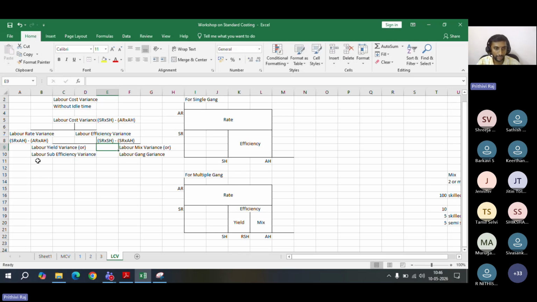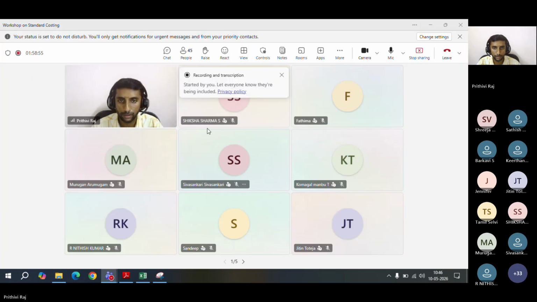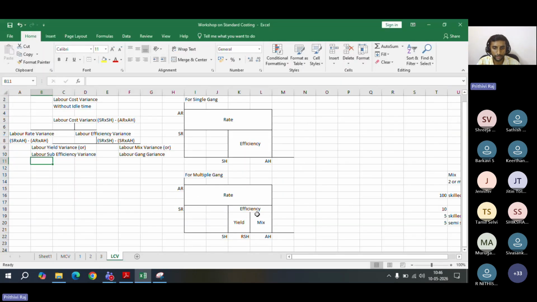Now labor yield variance. A new person, come on, just unmute yourself and tell the formula. SR into SH minus SR into RSH. Super, correct.